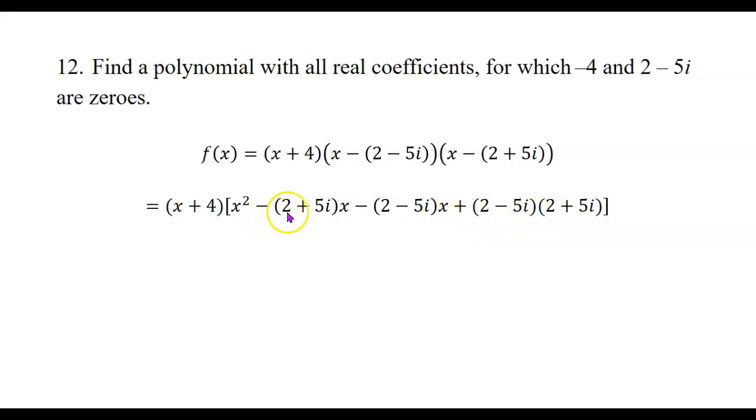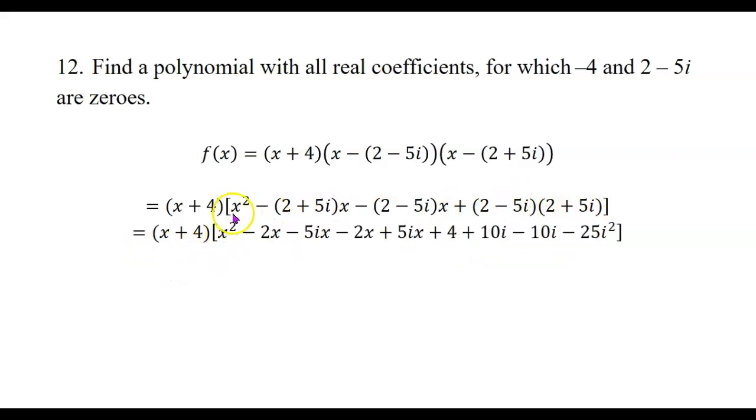Now let's do some multiplying out here. We got x squared minus 2x minus 5ix minus 2x plus 5ix. And then FOILing here gives us 2 times 2 is 4. On the outside, we got plus 10i. On the inside, we got minus 10i. And last, we got minus 25i squared. And remember what happens anytime you get i squared? Right, that's really equivalent to -1.